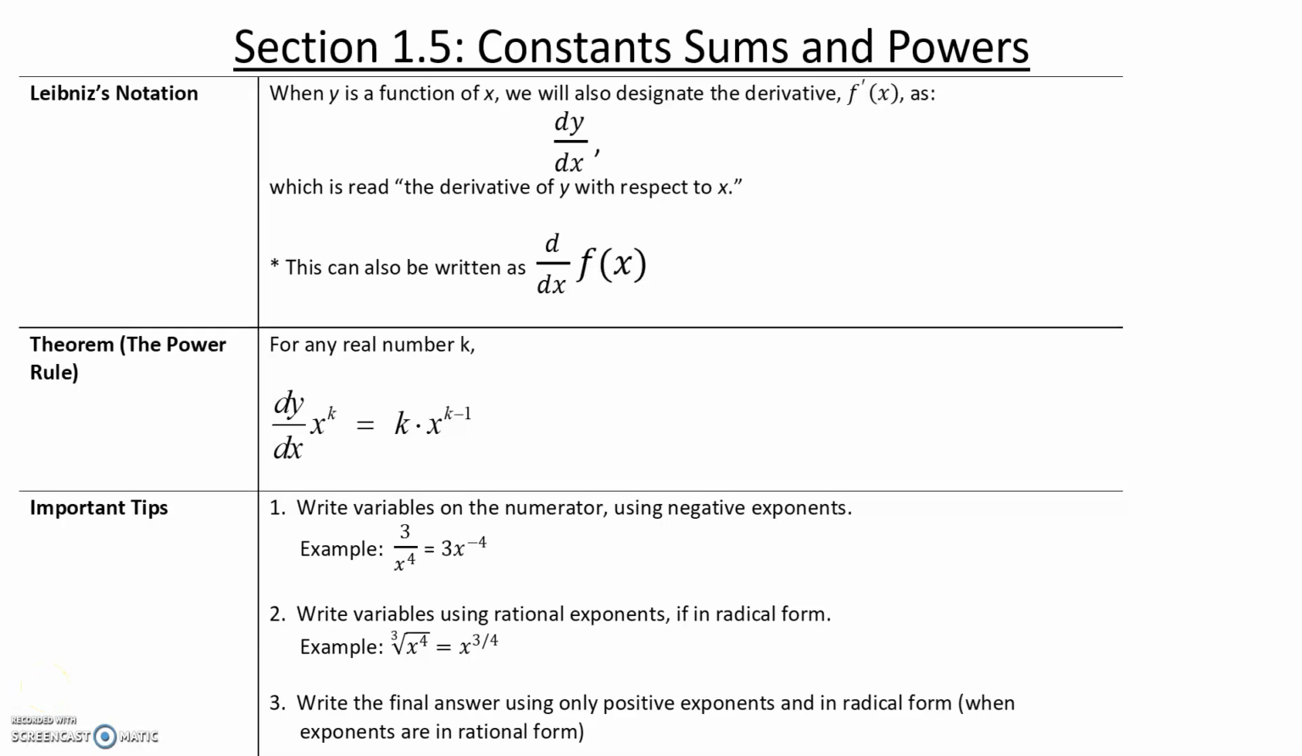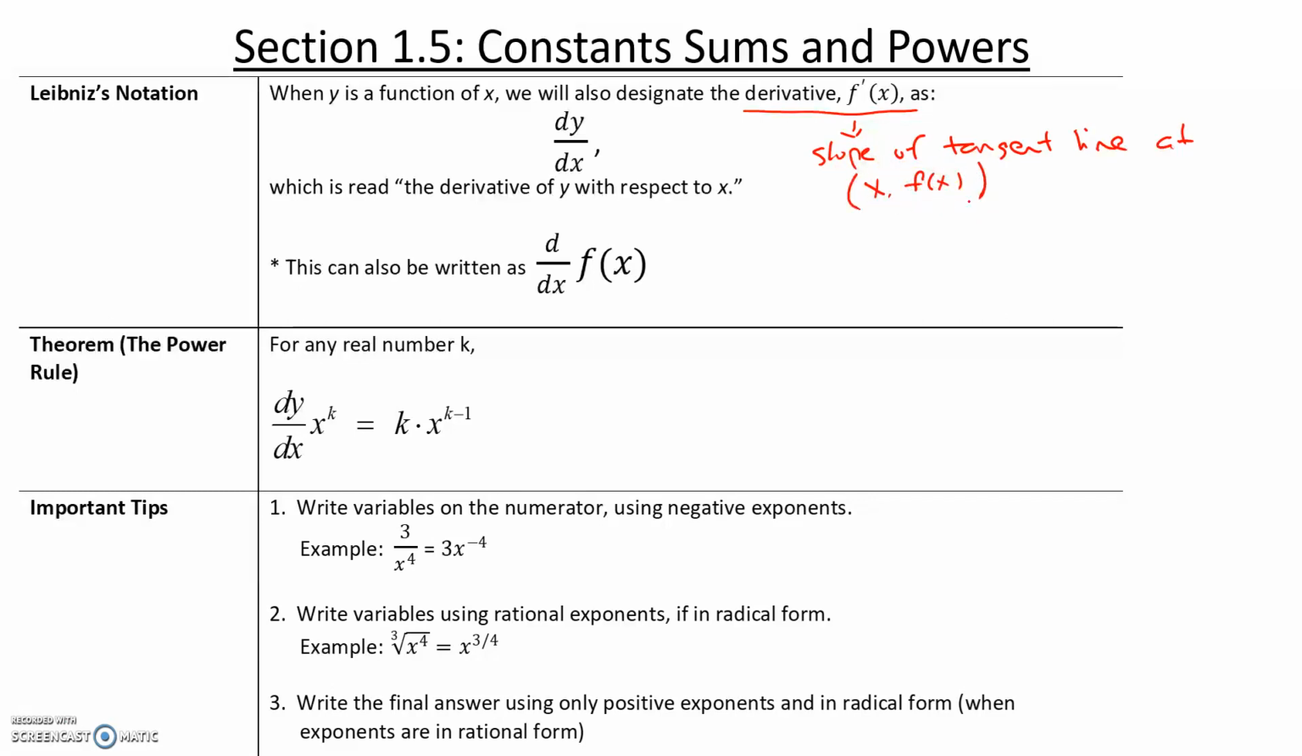In this section, we will continue to talk about derivatives. Just as a quick recap from the last section, the derivative is the slope of the tangent line at the point x comma f of x, right? We learned that last time.